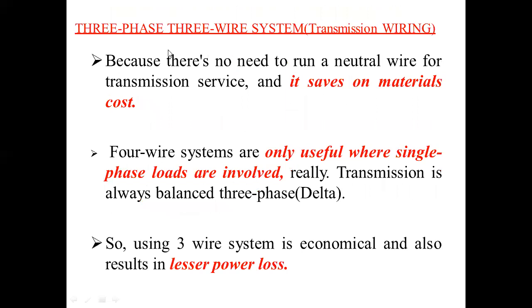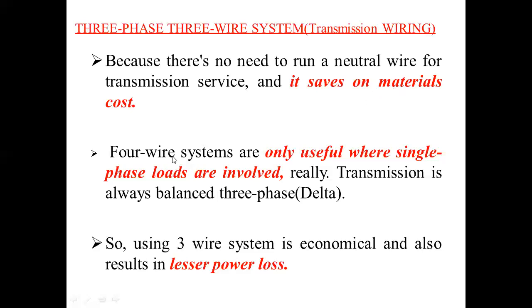And look at the 3-phase 3-wire system, that's a transmission wiring. Because there is no need to run a neutral wire for transmission service, it saves on material cost. Here you can see the heading is 3-phase 3-wire. It means the transmission carries only 3 live wires, R, Y, and B. There is no neutral wire, and because of that, we can save on material cost.